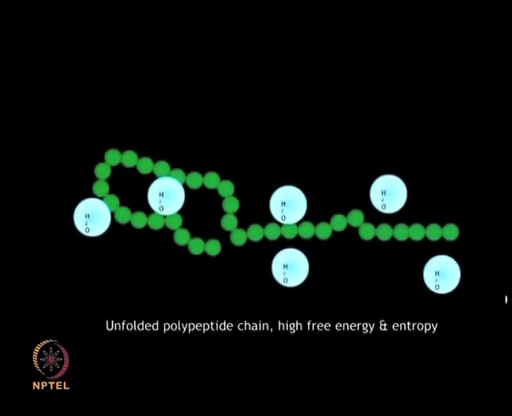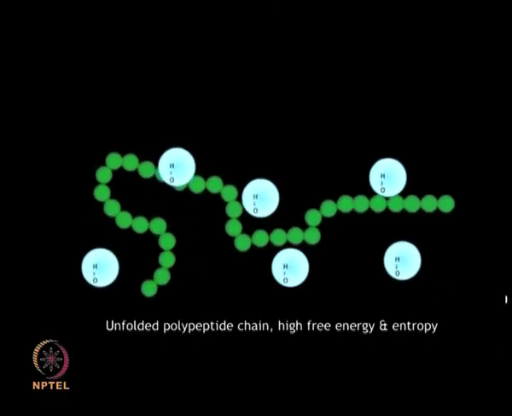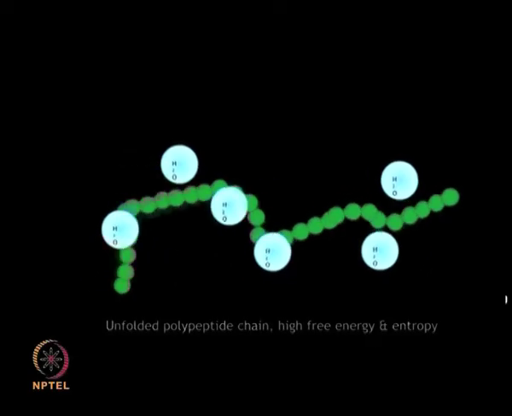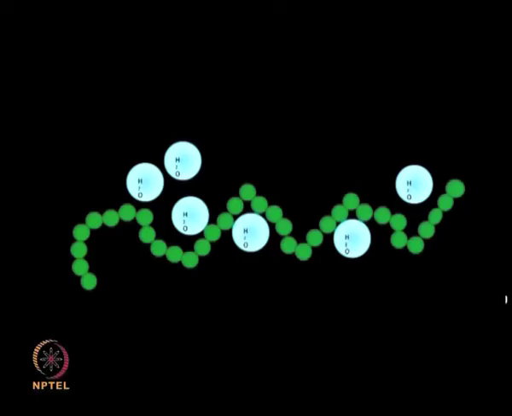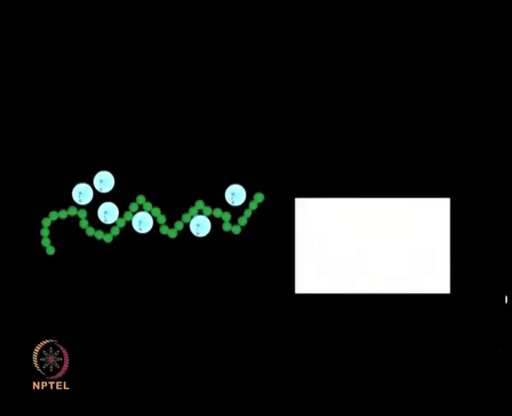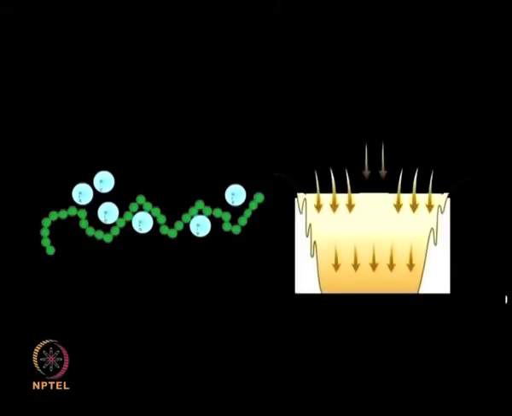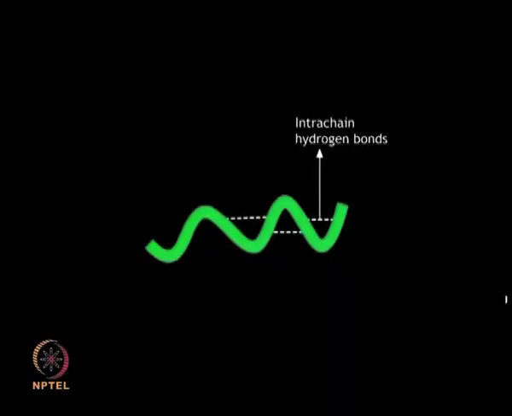An unfolded polypeptide chain has very high energy and entropy. The protein folding acts to decrease the free energy of the system by forming favorable interactions and assuming a more stable state. The entropy of the polypeptide chain decreases during this process.